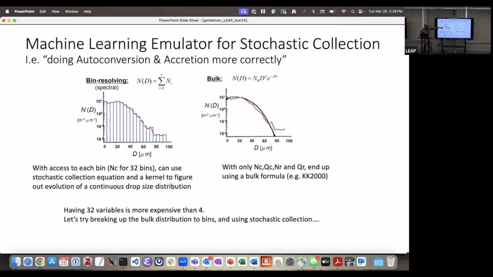So what we do in a bulk scheme is we define some actual size distribution with a gamma function, essentially, with a series of parameters here. And we can actually break that back into bins. It's a little smoother than this, but we can break that smooth function into bins. And with access to each bin, we can use this complex equation of how each size drop interacts, which is called a collection kernel, to figure out this process of accretion, autoconversion, and self-collection essentially explicitly, that we know works a lot better. But having 32 variables is much more expensive than 4. So we actually are going to try to do this.